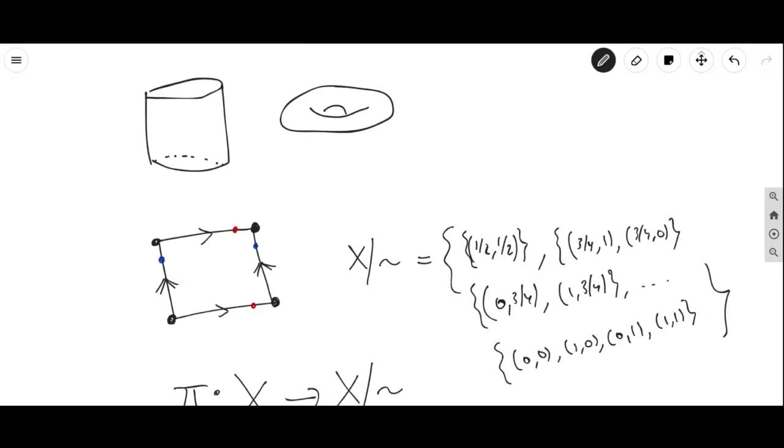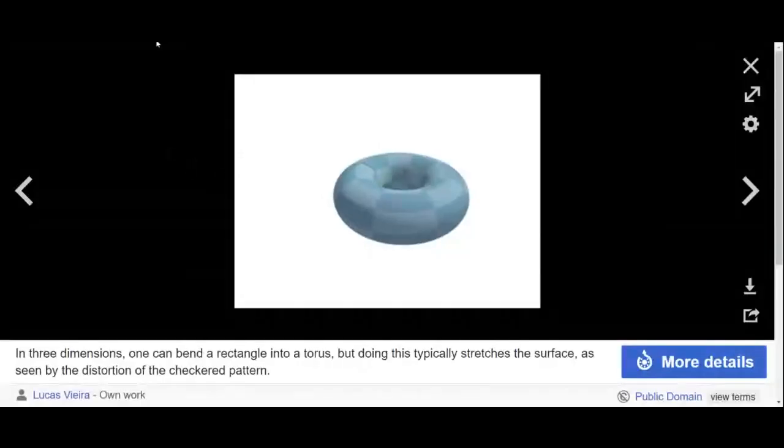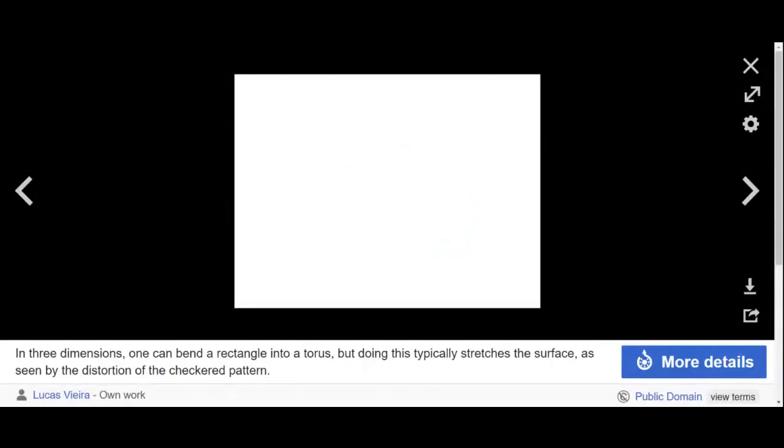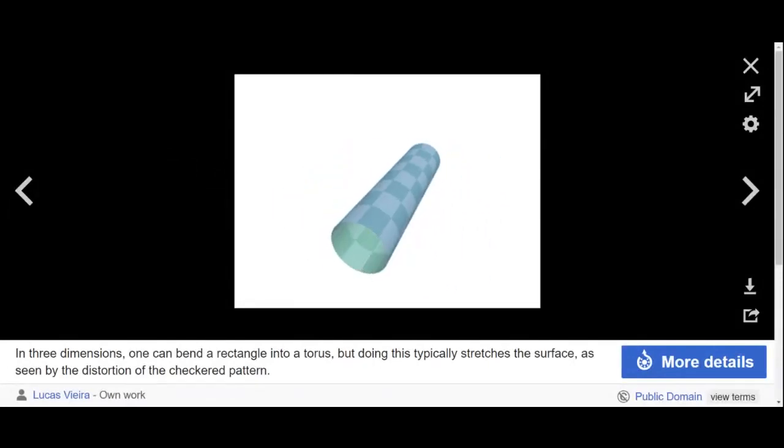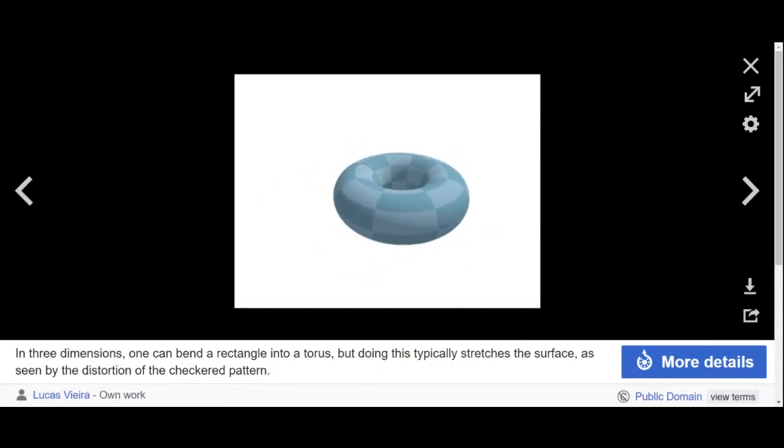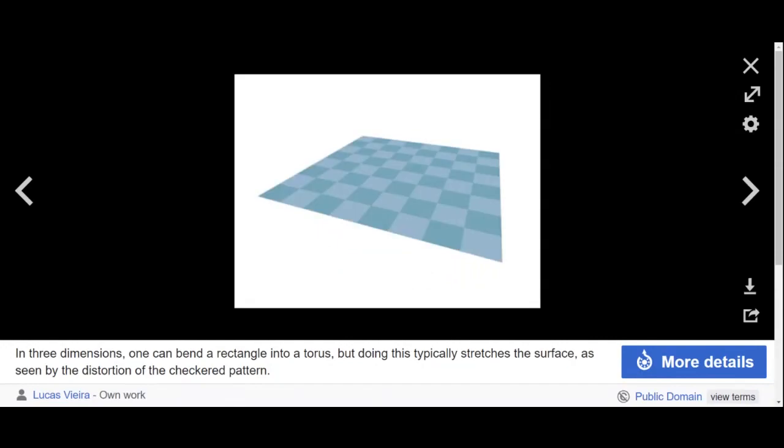Yeah, so here is a nice animation that they have here. So let's just wait till the animation reloads. Here is our unit square. Then we take the opposite edges, we glue them together, and then we take those two circles and glue them together, and that gives us a torus, a very nice looking object. So this is a topological torus.